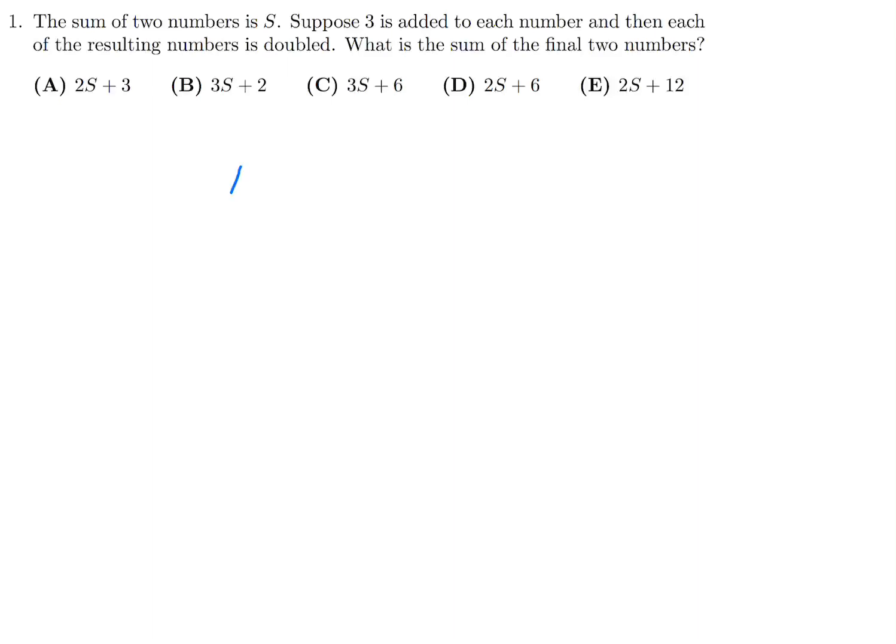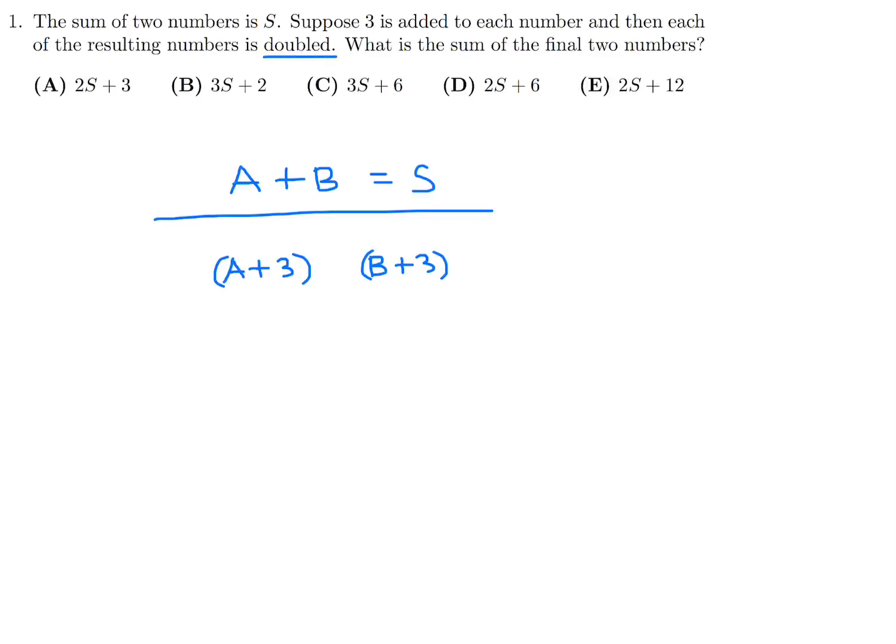So I'll let the two numbers be A and B, and they're saying that the sum is equal to S. Now they're saying in a second scenario, you're adding 3 to each of these numbers, and then you are doubling them. So you're multiplying by 2. And then you're taking the sum of those final two numbers. They're saying, what is this equal to? All right, let's solve this.